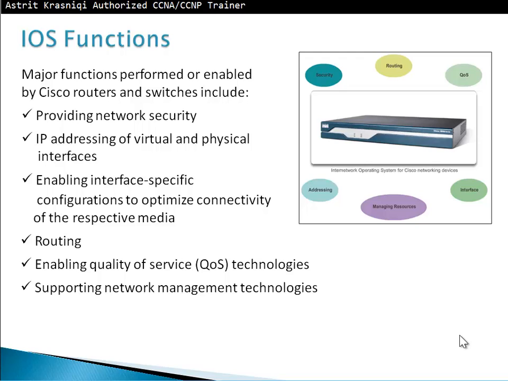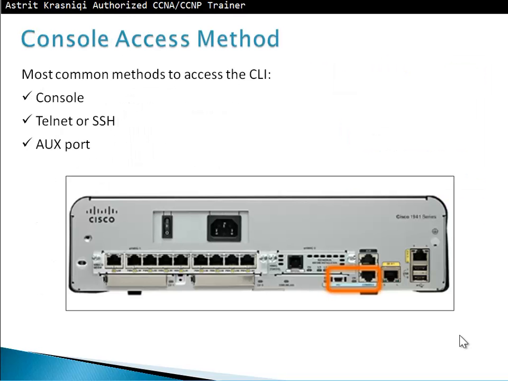Routing will route packets from one network to another network. Enabling quality of service, QoS technologies, so that's prioritizing. We can use the router or switch to prioritize some of the packets. Some packets will have better priorities than some other packets. For example, voice packets need a better treatment, better quality of service than web traffic. Supporting network management tools, how we can manage these devices.